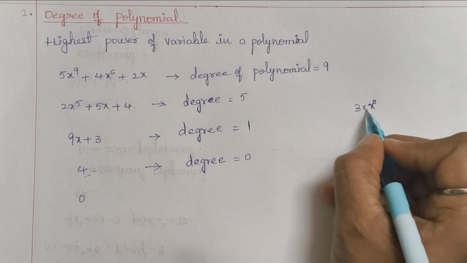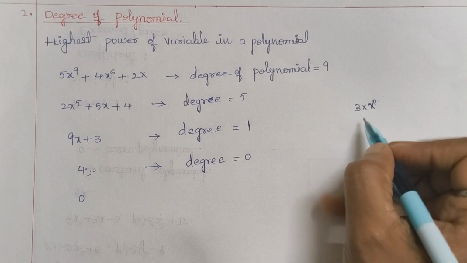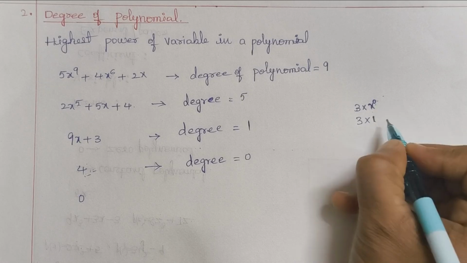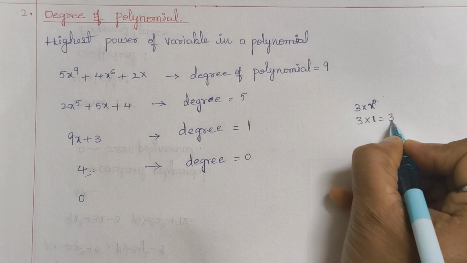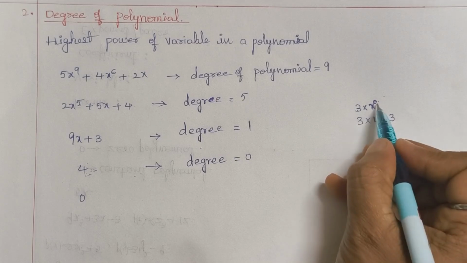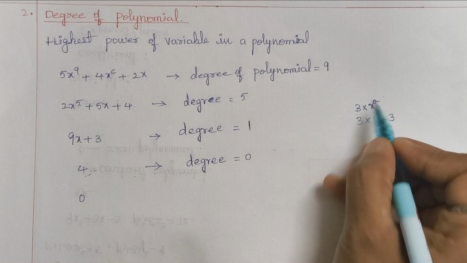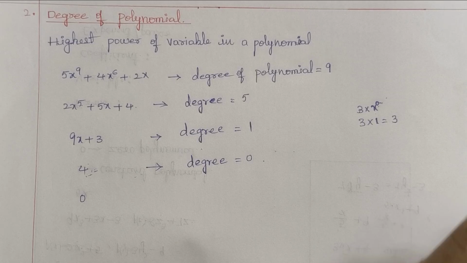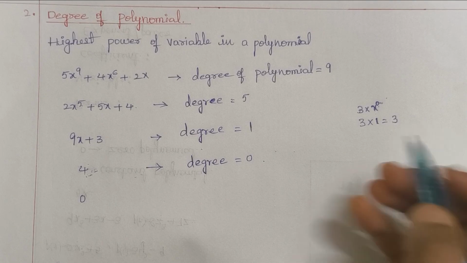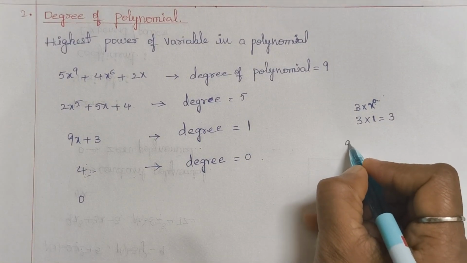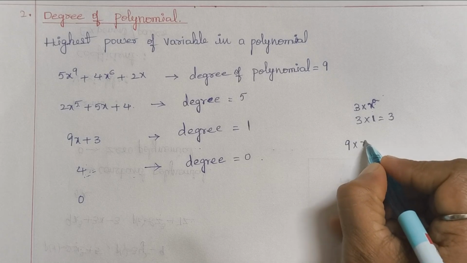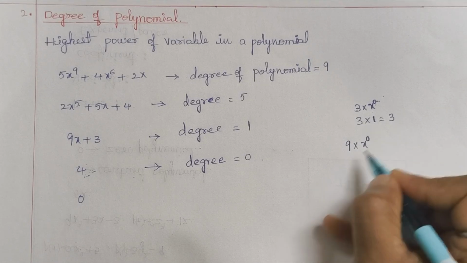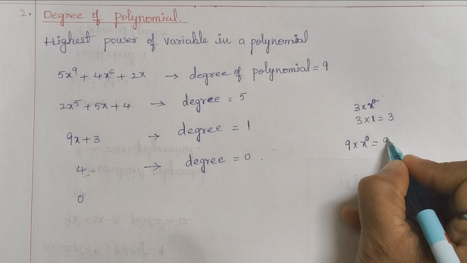So 3 into x to the power of 0, I am taking. See, 3 into x to the power of 0, how much is the value? 1. So it is 3. So here what is the degree? Here 0 is the degree of the polynomial. Any constant number means the degree of the polynomial is 0. Next, I am taking 9 into x to the power of 0. So here what is the power? 0. So it is considered as 9.